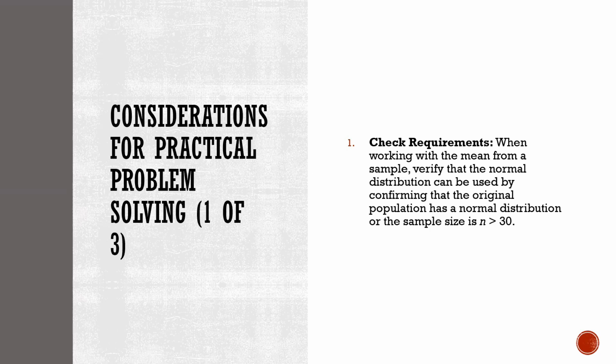So look at number 5, right? If you read the last sentence in number 5, it says, what is the probability that 16 randomly selected quarters will have a mean weight of 5.47 grams or higher? So that means we are looking at a sampling distribution, right?